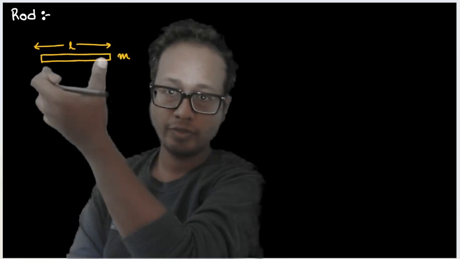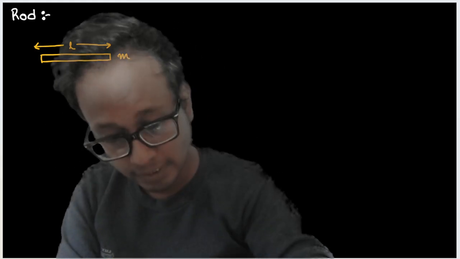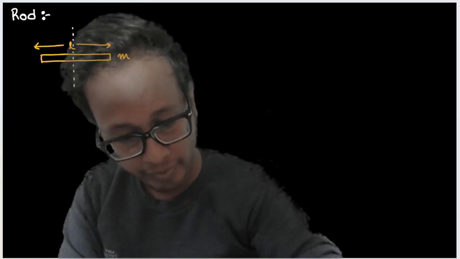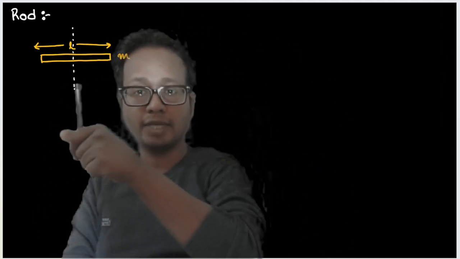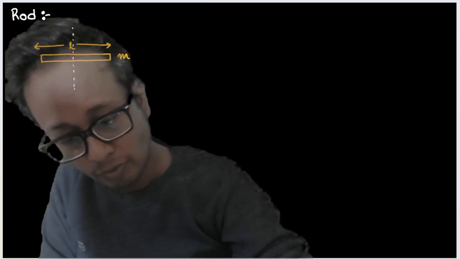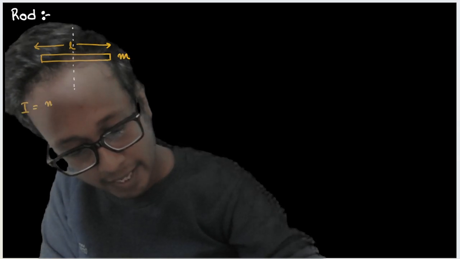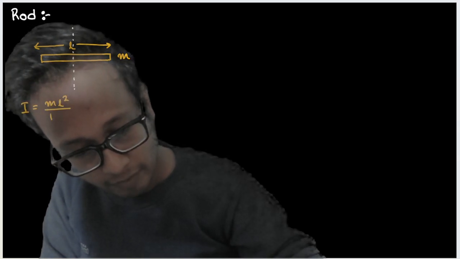Okay, what is the moment of inertia of this rod? The first thing is the moment of inertia of this rod about the axis passing through the center of the rod. That means if the rod is like this, the axis will pass like this, and the rod rotates somewhat like this. So this axis is nothing but the axis passing through the center. So the moment of inertia of the rod is nothing but m l square by 12.